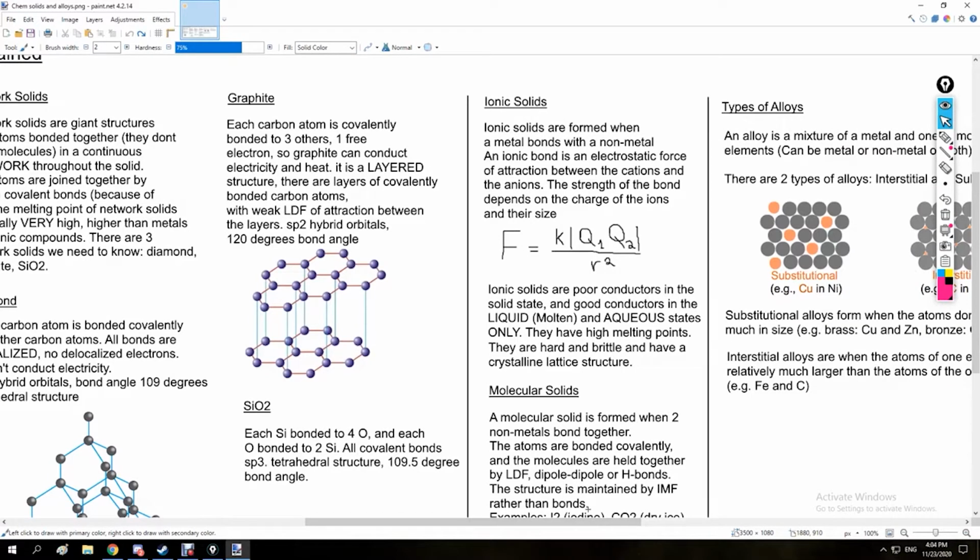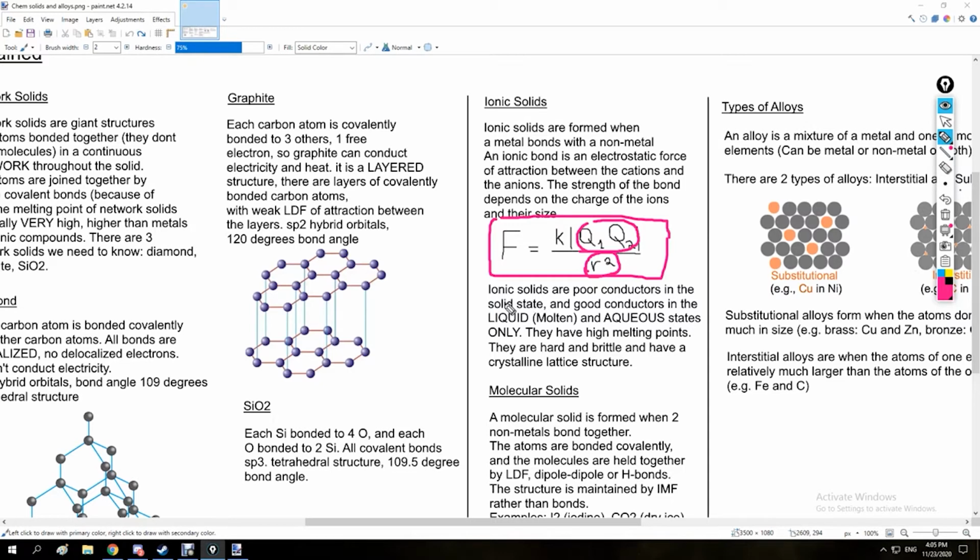metal bonds with a non-metal. An ionic bond is an electrostatic force of attraction between the cations and the anions in the structure. The strength of the bond depends on the charge of the ions and their size, so you can find the strength of the ionic bond with this formula. You can see, according to Coulomb's law, that it is directly proportional to the charges and inversely proportional to the square of the size of the ions.